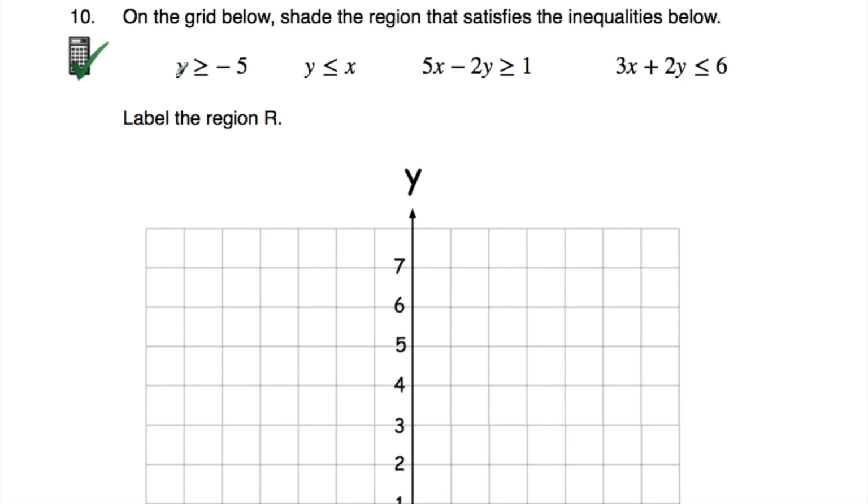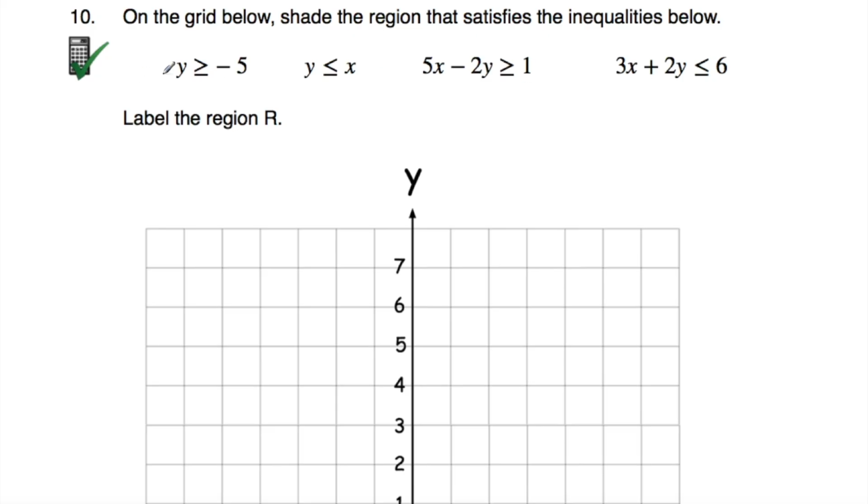Okay, let's look at our next question, question number 10. Question number 10 says, on the grid below, shade the region that satisfies the inequalities below. And we've got 4 inequalities this time. We've got that y is bigger than or equal to -5, y is less than or equal to x, 5x minus 2y is bigger than or equal to 1, and 3x plus 2y is less than or equal to 6. And we've been asked to label that region R.